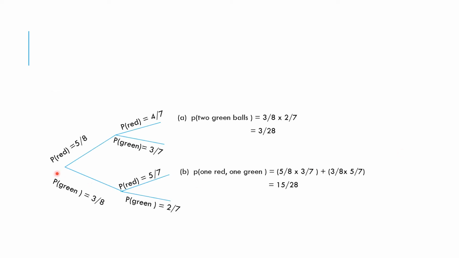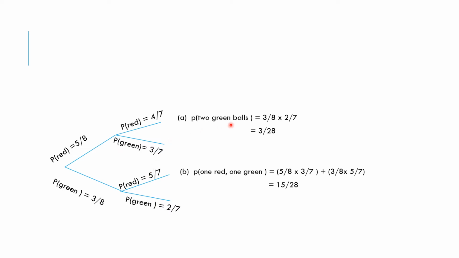Okay, this is basically the tree diagram. Probability of red is 5 by 8. Probability of green is 3 by 8. In the second branch, probability of red is 4 by 7, probability of green is 3 by 7. Probability of red is 5 by 7, probability of green is 2 by 7, since the ball was drawn and not replaced.